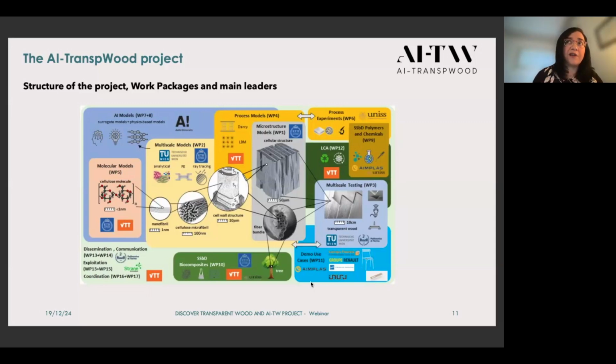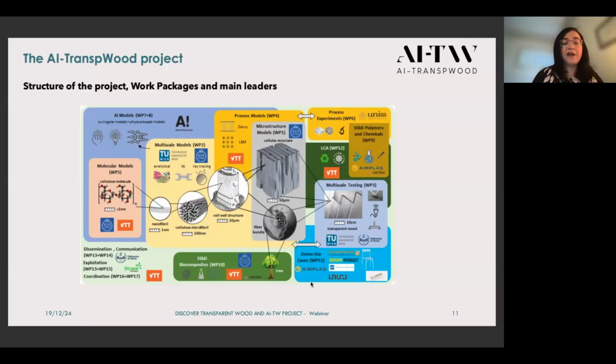work package 1 until work package 11. So in this, you will have development of polymers, chemicals, and all components of the transparent wood. Then we will have life cycle analysis in work package 12 in combination with safe and sustainable by design tools. And dissemination, communication, exploitation in work packages from 13 to 15. And finally, management and coordination in 16 and 17 work packages.